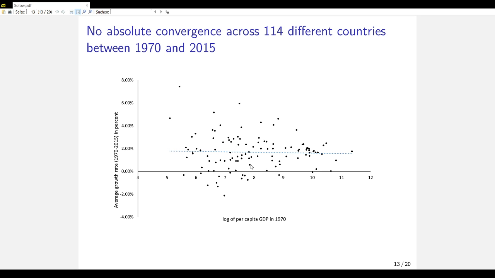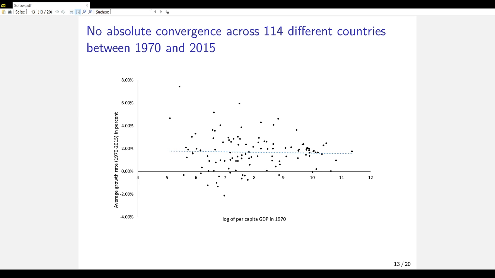And if we do a regression on that, we would find that it is insignificantly different from zero. So actually here, the beta coefficient would not be significantly different from zero, and we would have the situation of no convergence at all across these 114 countries where we have the data from the World Development Indicators database. Now, however, that would be absolute convergence.